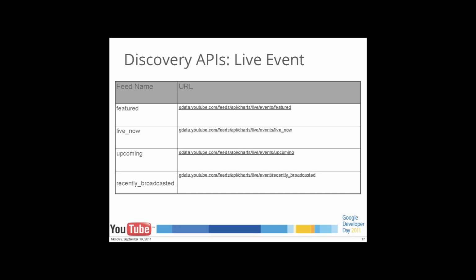So here I have actually 4 feeds, and we call them live event charts. Featured events, so these are the ones that we think are interesting. Live now, so those are events that are being broadcast at this moment. Upcoming, scheduled in the future, and then recently broadcasted feed contains video recordings for events that have completed.